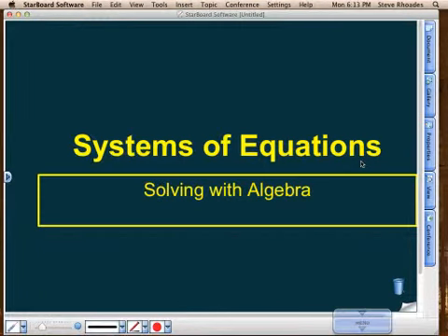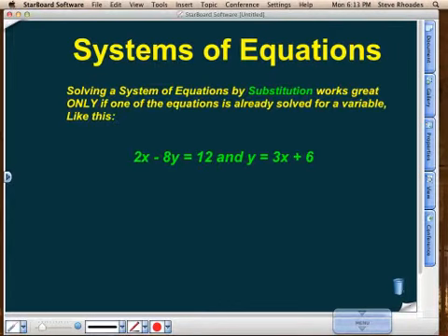We're going to study another way of solving systems of equations. Again, this is using algebra. We've already talked quite a bit about graphing, but we're going to solve by a new method in algebra.